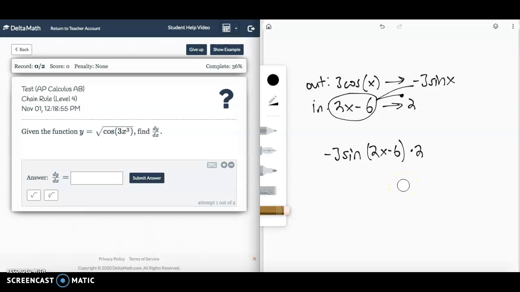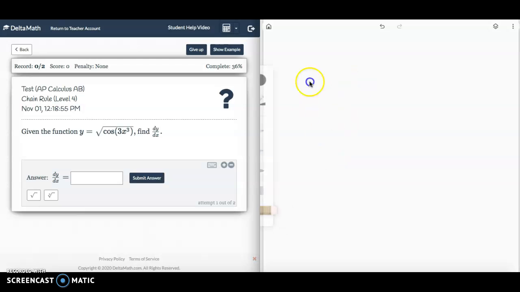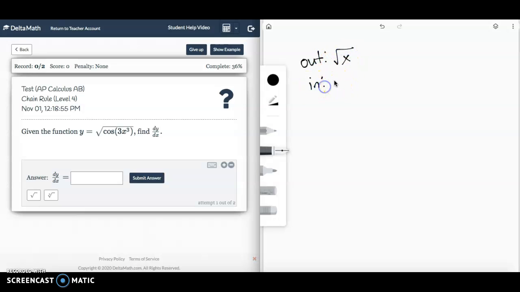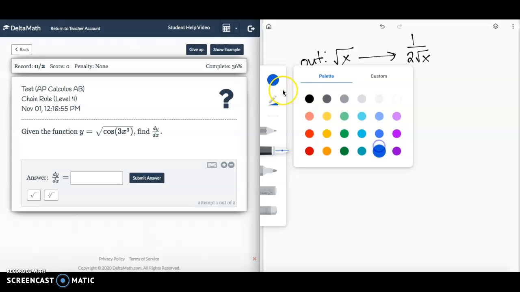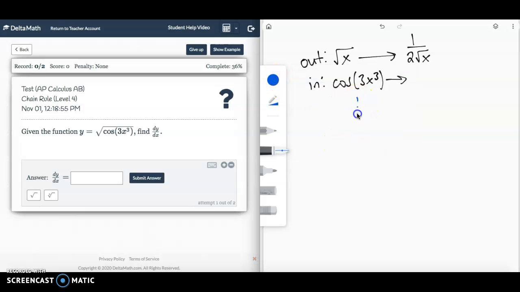Oh, level 4, let's do it. Oh no. For these types of problems, it's a double chain rule, you'll be fine. Starting from the very outside, our outer function is square root of x, and our inner function is cosine of 3x cubed. Derivative of this is 1 over 2 square root of x. Derivative of this, we need to use another chain rule. So just real quick off to the side.